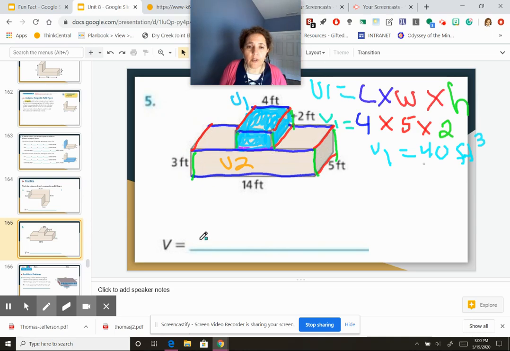So I'm going to put volume is equal to my first volume, which is 40, plus I'm going to find my second volume. Okay. So go ahead and do the same thing for volume 2. Write down your formula for volume 2 and see if you can find all the numbers that go there, and then come back to me and then we will compare.